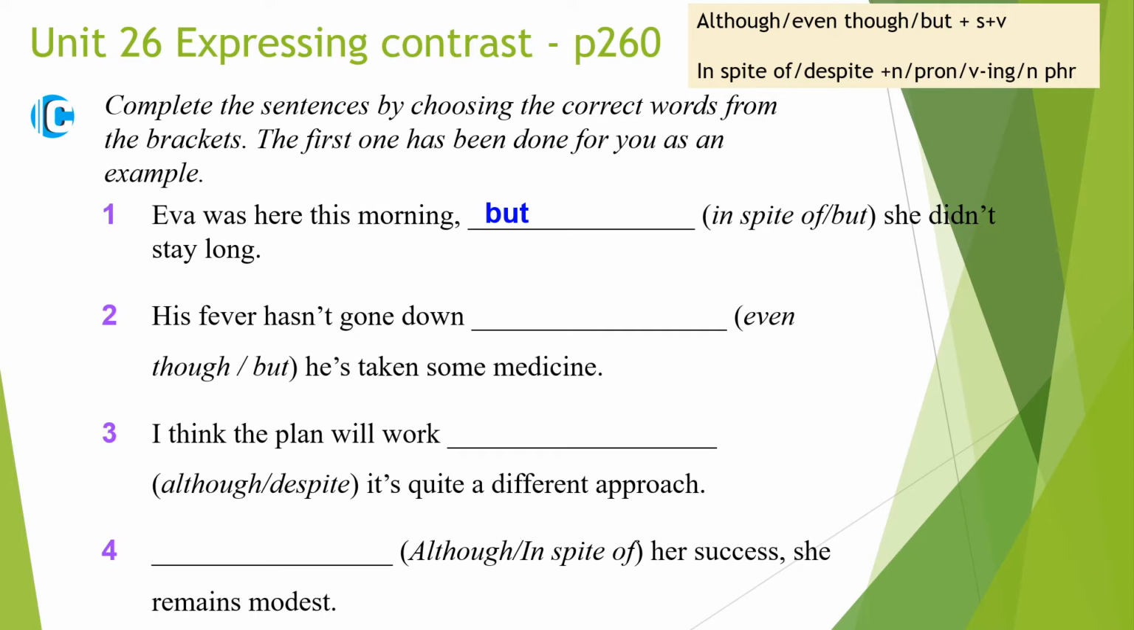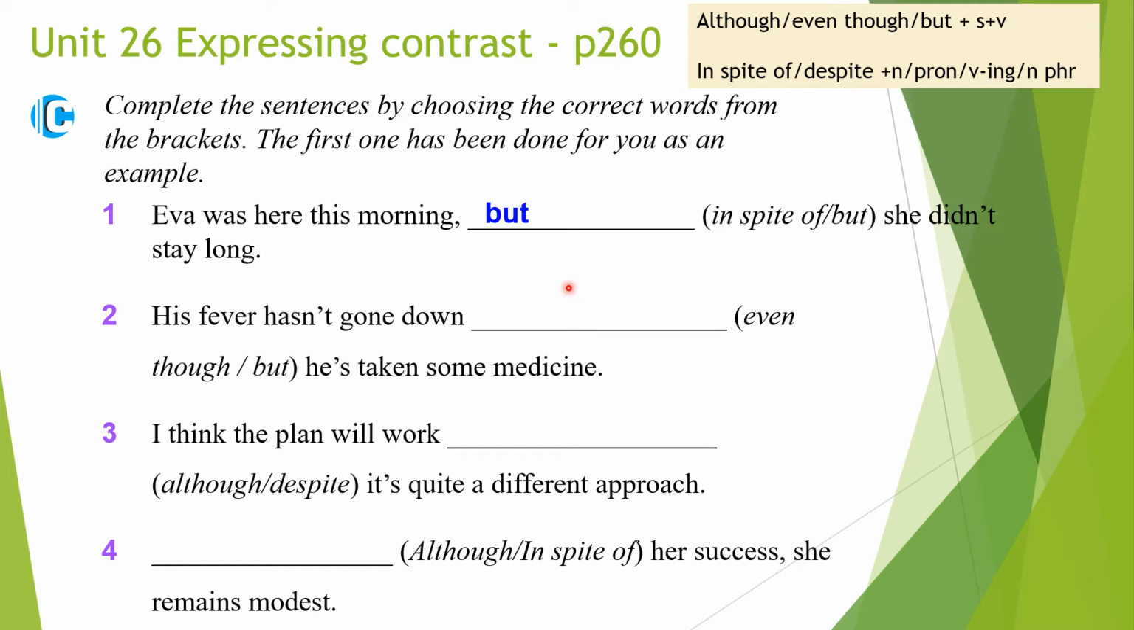I'm going to give you number one as an example. You need to complete the sentences by choosing the correct word from the brackets. There are two connectives. You need to use the correct one. The first one has been done for you as an example.